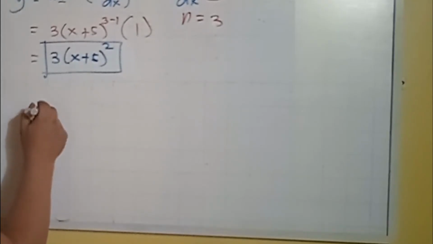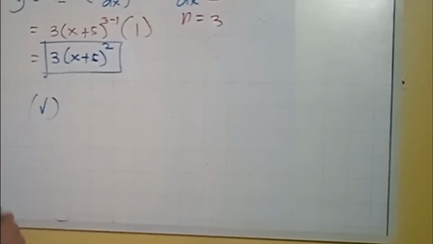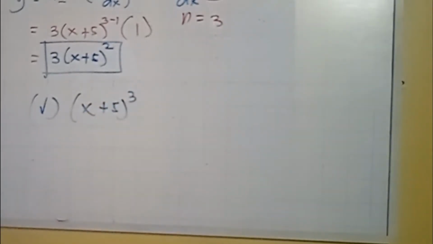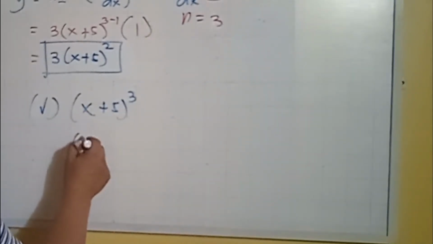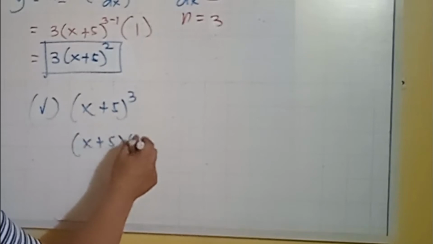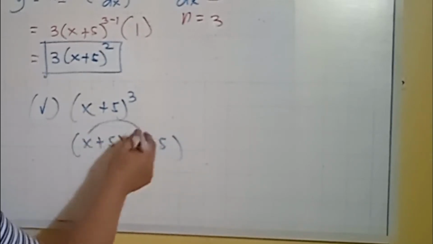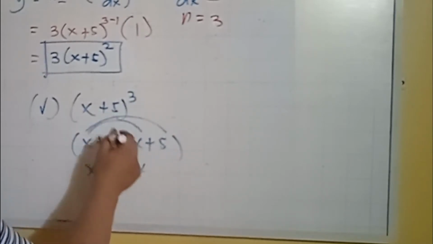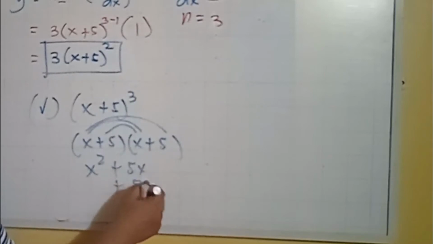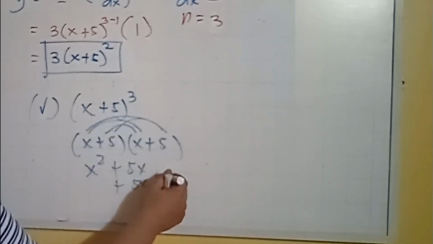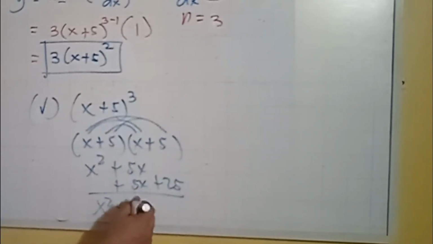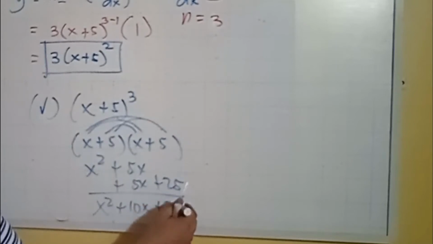So let's check. So x plus 5 cubed. So how are we going to expand this one? So let's use the longer one. Let's start with x plus 5 multiplied by x plus 5. So distribute x squared plus 5x plus 5x plus 5 times 5, 25. You have x squared plus 10x plus 25.